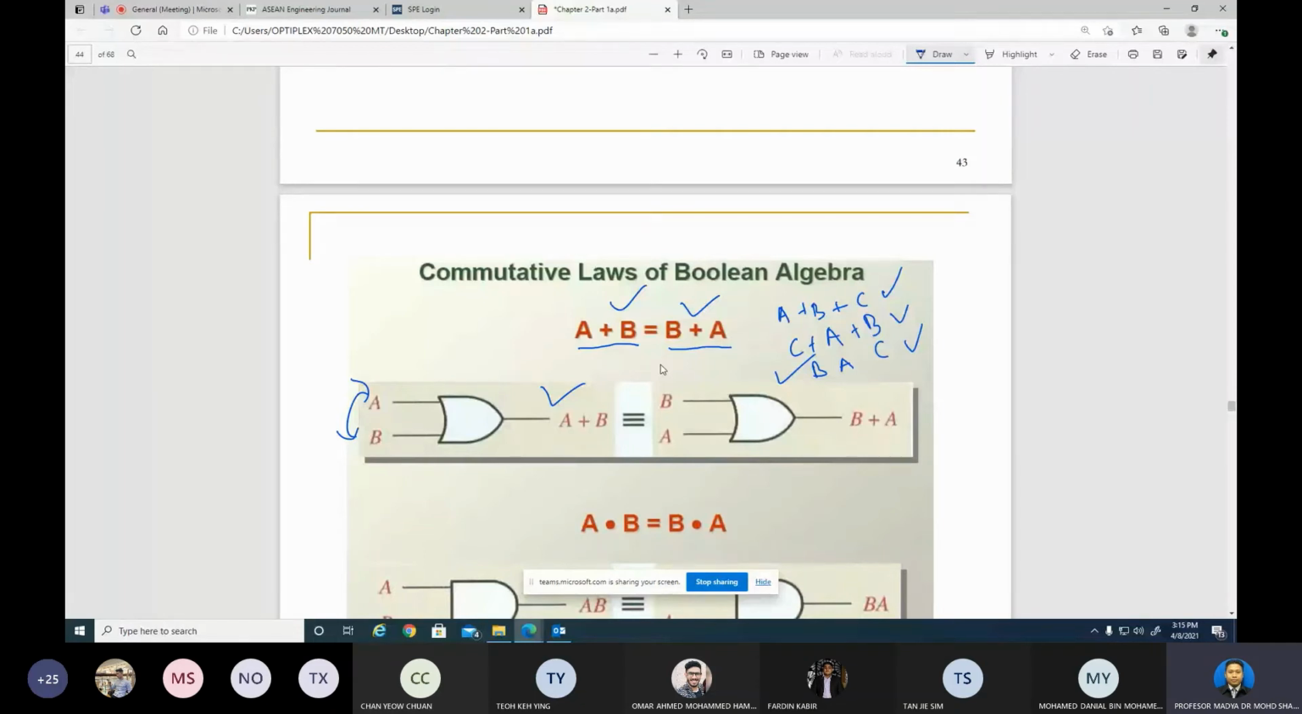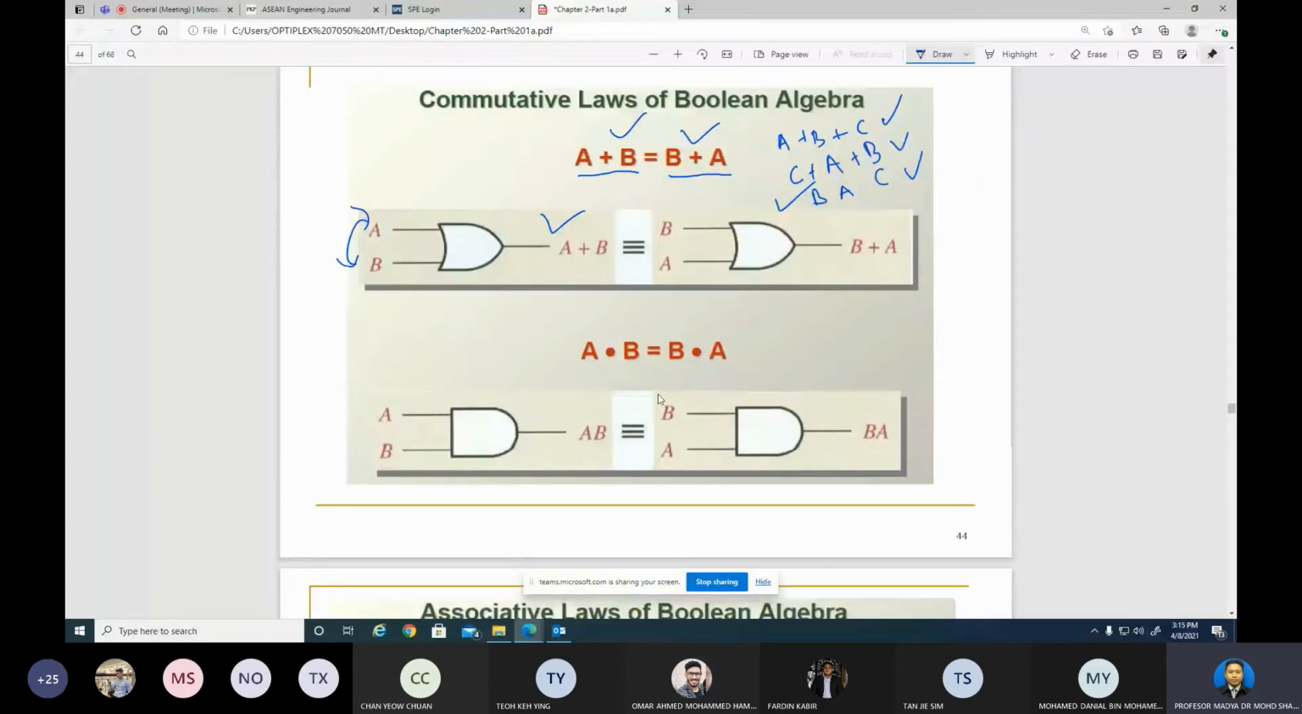Also A dot B or B dot A, or sometimes we write AB or BA, is the same. You just change the order. For example, you put this one as B and this one as A, so you can write AB, also correct, or you can write BA. Both are correct answers. This we call the commutative law.